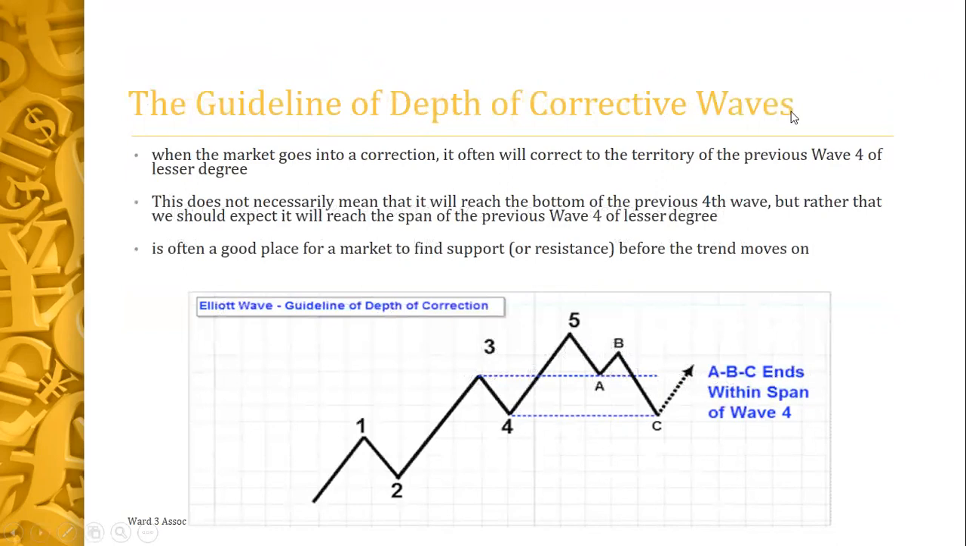The guideline of depth corrective wave refers to this whole ABC move, okay? Here's wave four. Here's swing high, swing low, which creates the wave four. So on this correction, we should see it come to basically no lower than the low from wave four before it pops up again. If it does, then we know we might be looking at a move to a larger cycle, basically. All right.